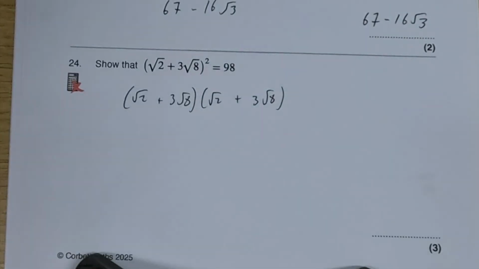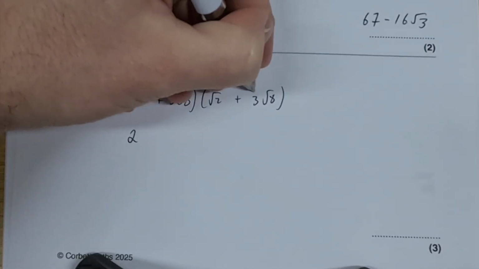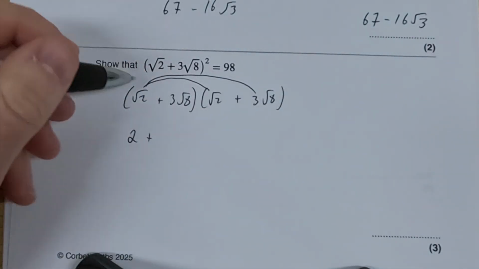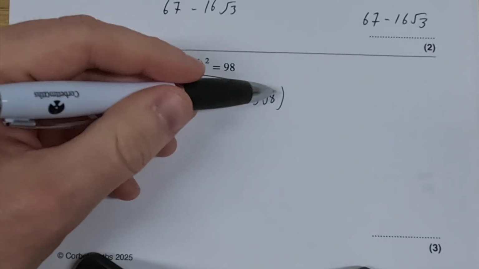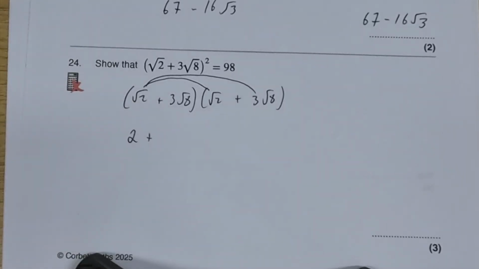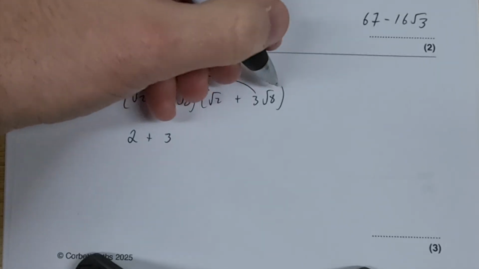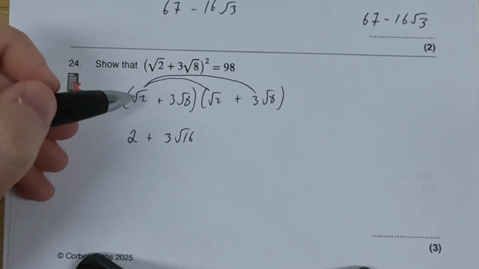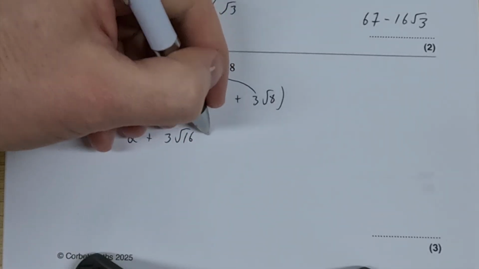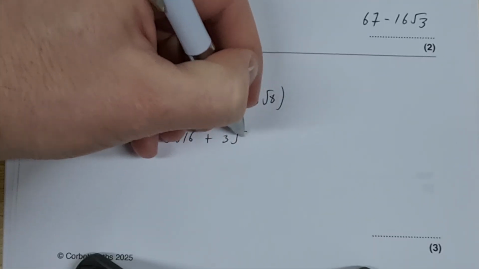Okay, so let's start off with root 2 times root 2. That's equal to 2. Root 2 times 3 root 8, I'll put a plus sign there. That's 1 root 2 times 3 root 8. The 1 isn't actually written there, but root 2 would be 1 lot of root 2. 1 times 3 is 3, and root 2 times root 8 is root 16, so root 2 times 3 root 8 is 3 root 16. And then plus, we've got 3 root 8 times root 2 again, so that's another 3 root 16.